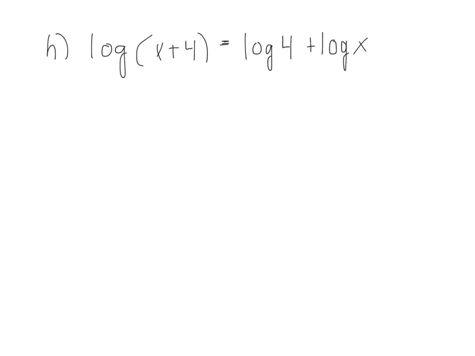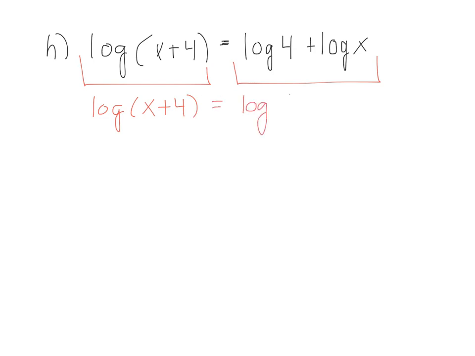All right, this equation is a little bit different. Because I have no constants here, the easiest thing to do to solve this problem is you have a logarithm on this side and a logarithm on this side, and they all have the same bases. So I want to first rewrite the right side so that we have one logarithm. So that would be 4 times x because they are being added.